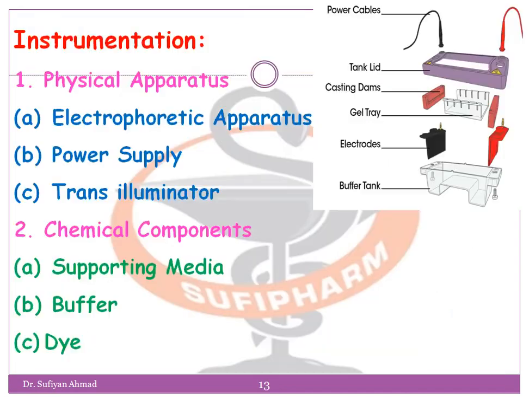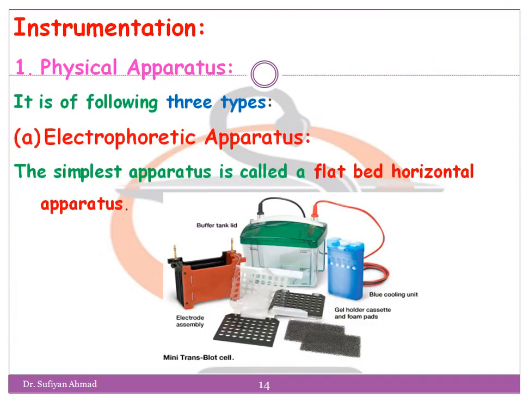So the instrumentation: different parts are used in that, the physical apparatus and the chemical components. The physical apparatus consists of the following three types. First, the electrophoretic apparatus. The horizontal gel electrophoresis system is designed for very fast and clear separation of DNA restriction fragments in agarose gel. The gel apparatus varies according to the manufacturer.